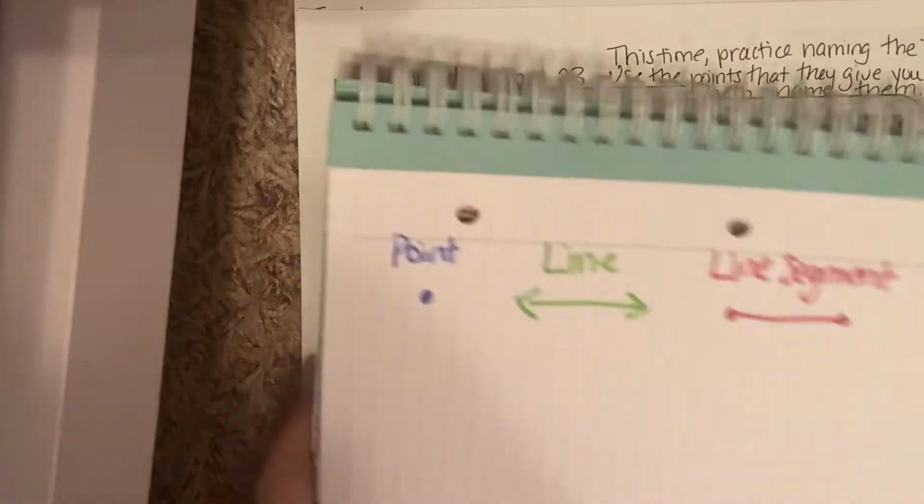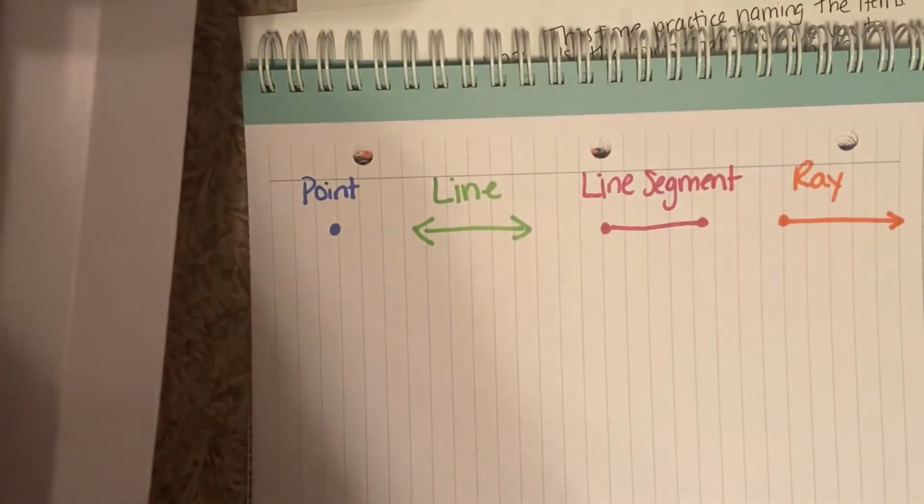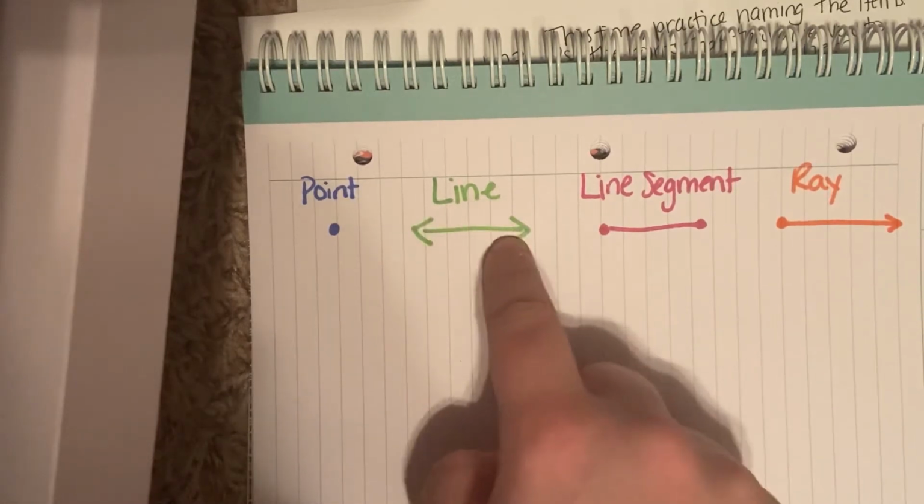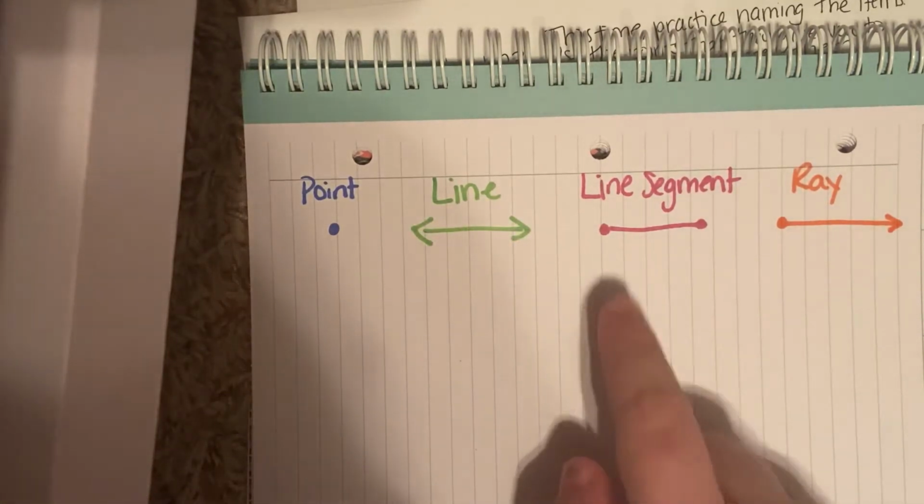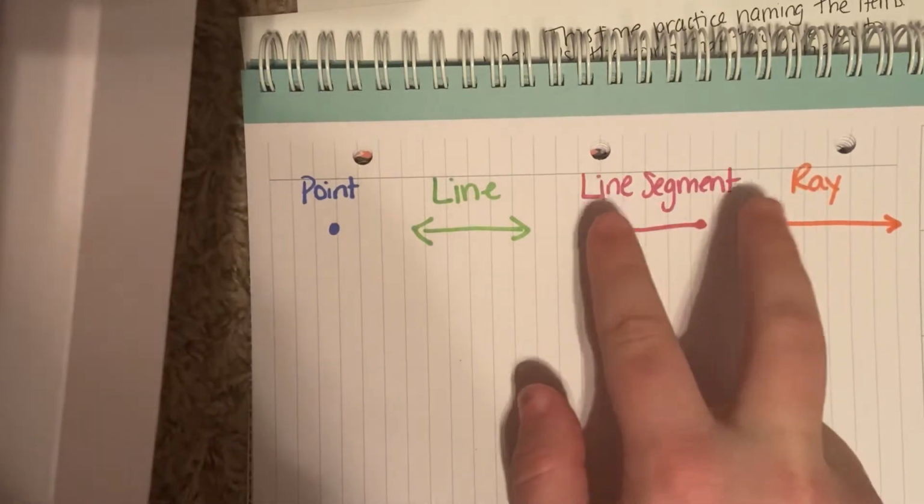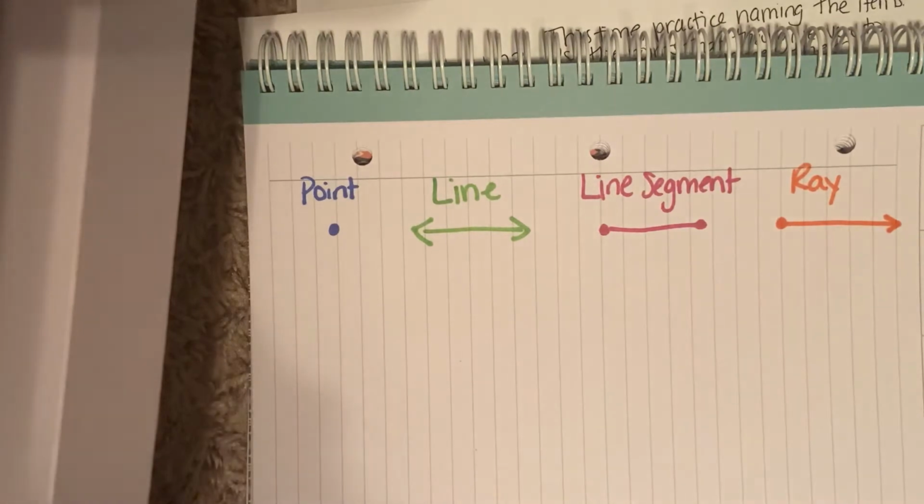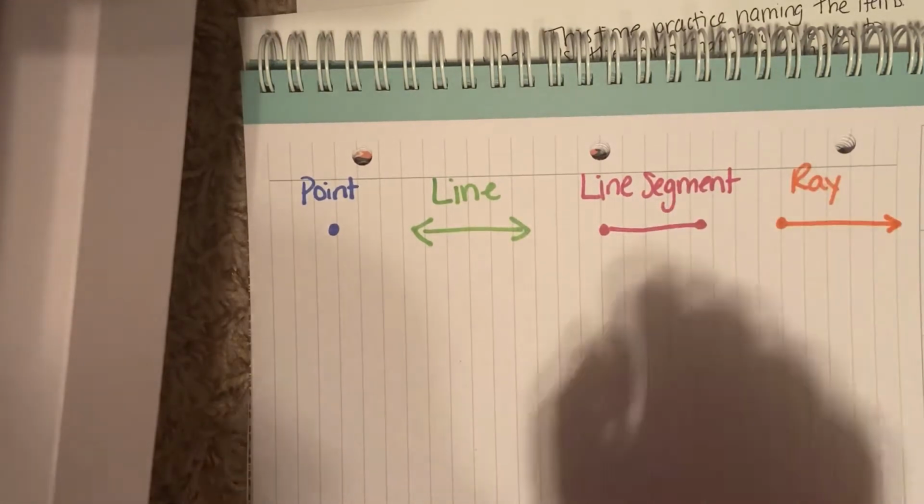So if you'll remember, we've got a point as a single dot. We've got a line that has two arrows. A line segment has just a section of a line. It just stops. It doesn't go on forever. And then a ray has a starting point and goes on forever that way. So those are 4 different things we have.